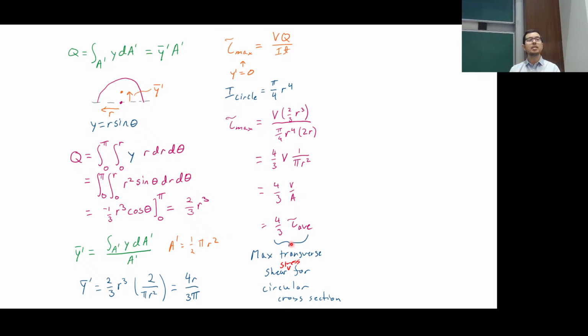And if all I ask is the maximum shear stress, you don't have to do all VQ over It. You just calculate the average shear stress, and then you multiply it by 4/3 if it's circular.